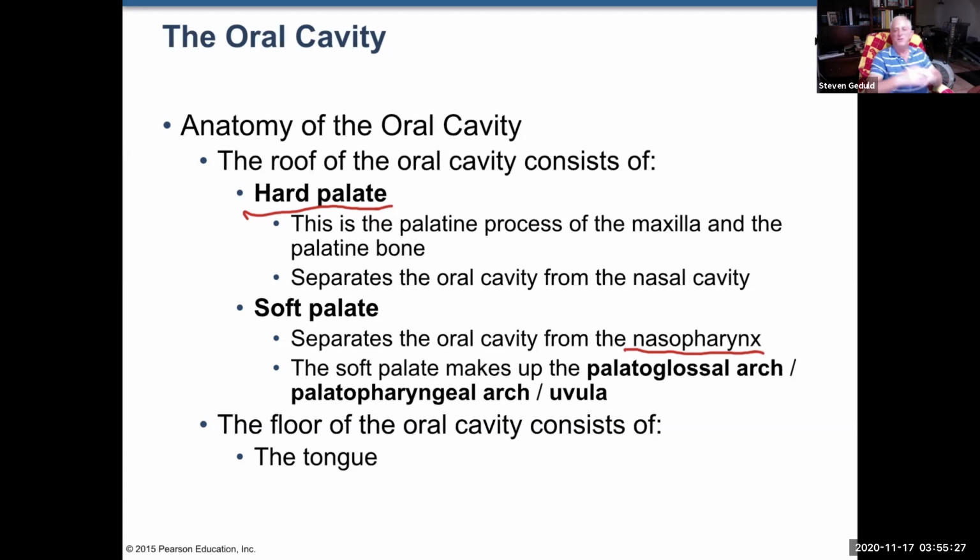Okay, the floor of that cavity. The floor of that cavity is your tongue. That's what makes up the floor of the oral cavity. The tongue is one of the strongest muscles in the human body. It's extremely strong.